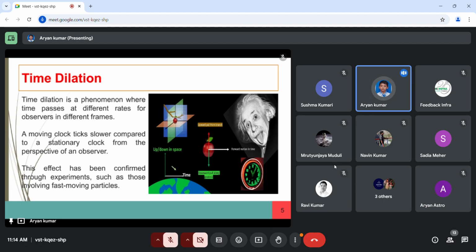Our topic is time dilation. Time dilation is a phenomenon where time passes at different rates for observers in different frames. A moving clock ticks slower compared to a stationary clock from the perspective of an observer. This effect has been confirmed through experiments such as those involving fast moving particles. It is the phenomenon where time passes at different rates for observers in different states of motion.